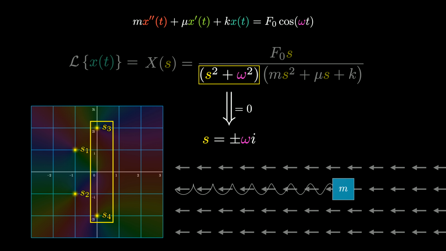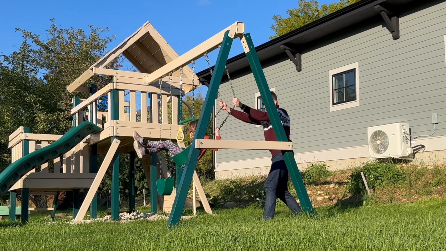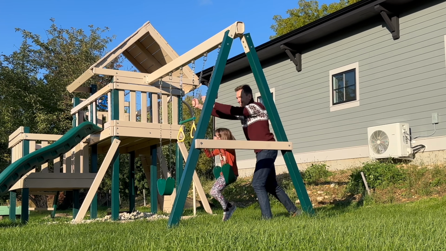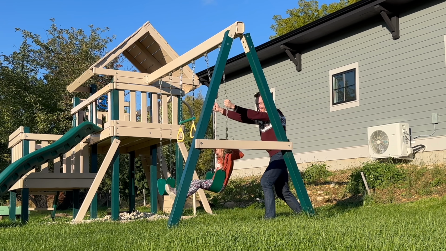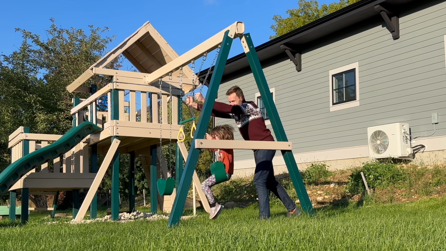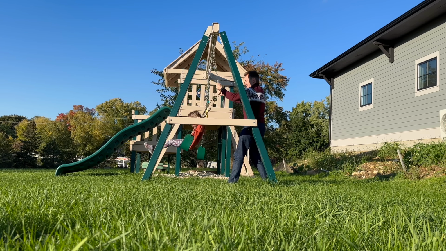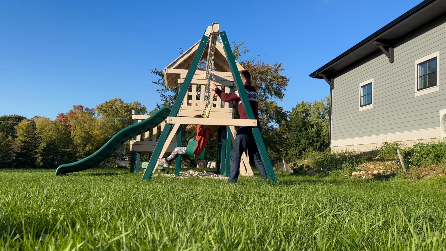And this should feel intuitive. If you go and you push a kid on a swing, but with a frequency that doesn't necessarily match the natural resonant frequency of the swing, what ultimately happens to their motion is that they also oscillate in a way that matches your frequency, not the natural one of the spring.